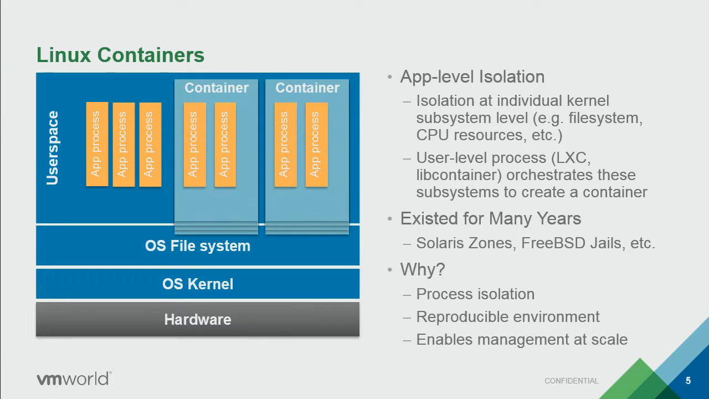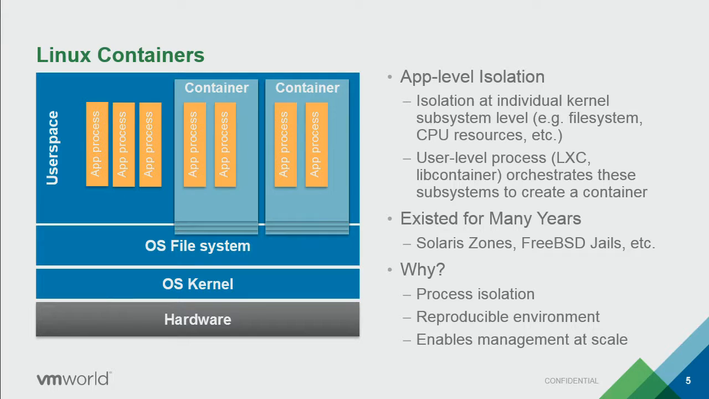If we think of a VM as OS-level isolation, as a guest OS with several applications sitting within it, a container is really app-level isolation. It's isolation just for the application and its necessary binaries and libraries. And this isolation allows you to provide individual kernel subsystem isolation as well. So things like isolating the file system, CPU resources, memory resources, networking resources. Being able to do that fine-grained isolation at an app level. And then using some sort of user-level process like LXC or, for Docker, libcontainer in order to orchestrate these subsystems and create an entire container.